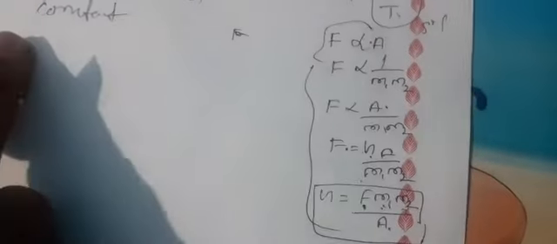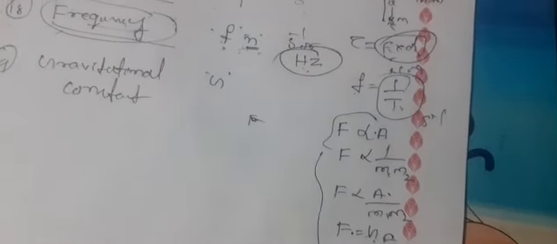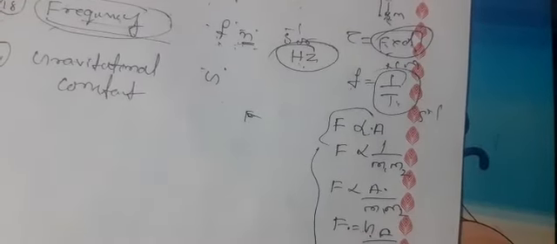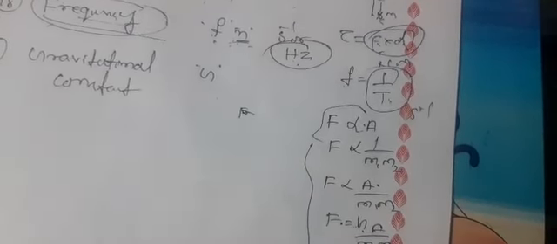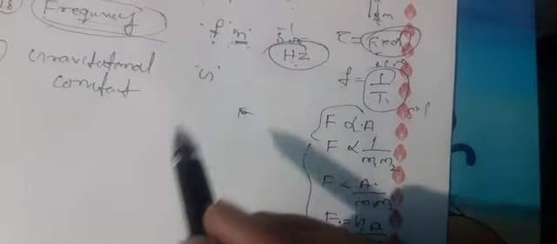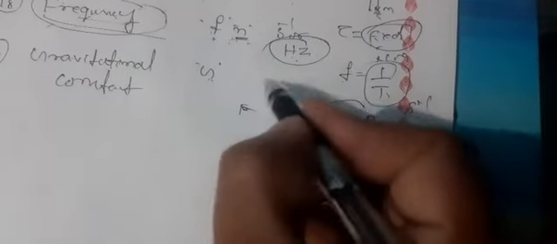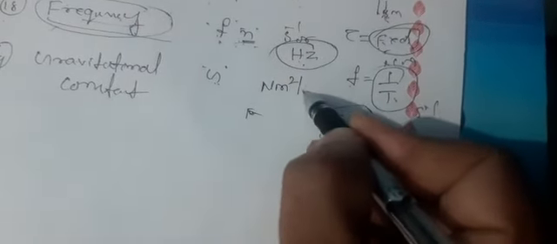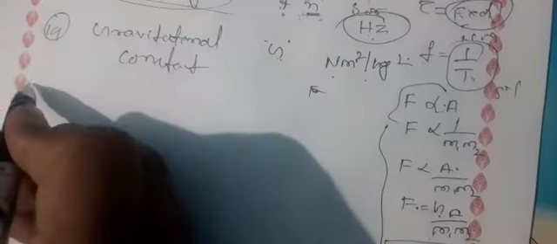Therefore, the gravitational force is defined as directly proportional to the product of masses, and inversely proportional to the distance squared. The constant is called the gravitational constant, with the symbol G. The SI unit of the gravitational constant is Newton meter square per kg square, or Newton meter square kg inverse square. That is also one of the derived quantities. Next.